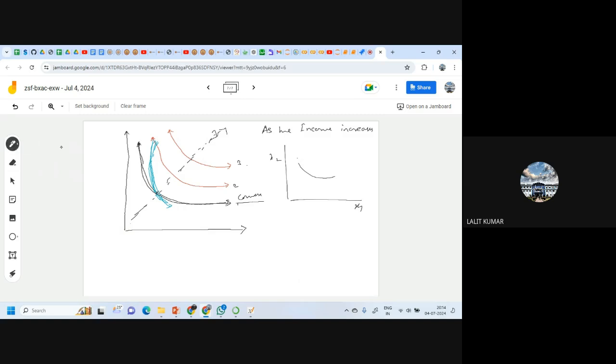So if I have to take more x1, then x2 decreases. If I have to take more x2, then x1 increases. So this is a convex curve.